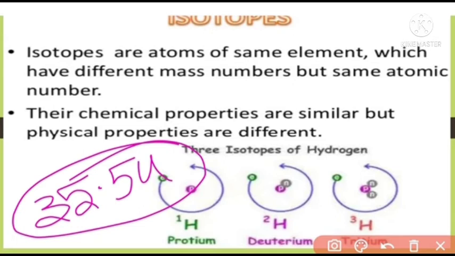This does not mean that any one atom of chlorine has a fractional mass of 35.5. It means that if you take a certain amount of chlorine, it will contain both isotopes of chlorine and the average mass is 35.5 U. So this is the isotope.